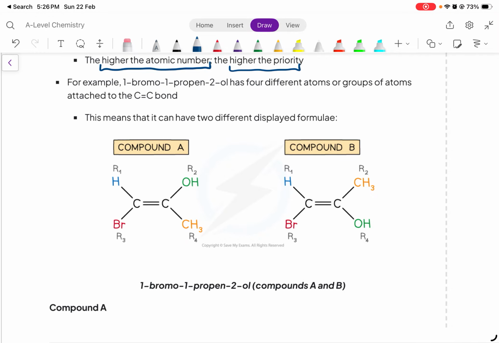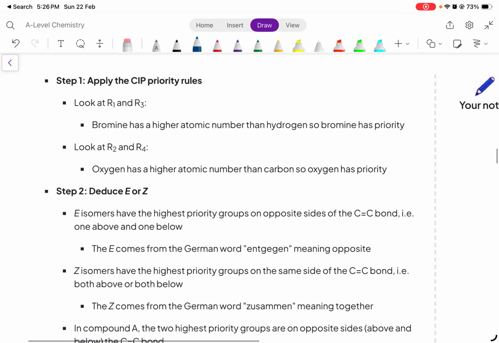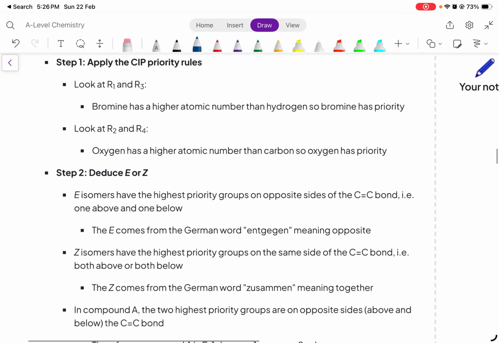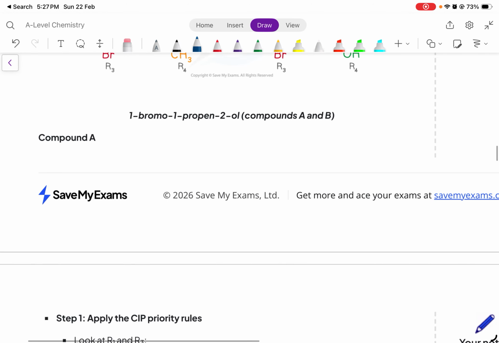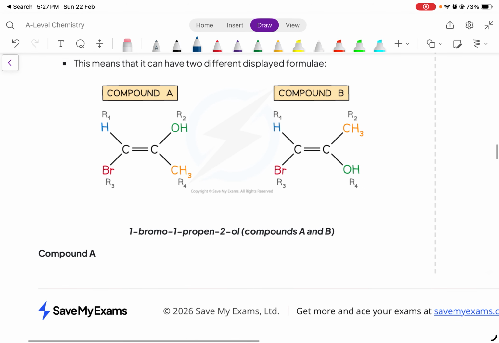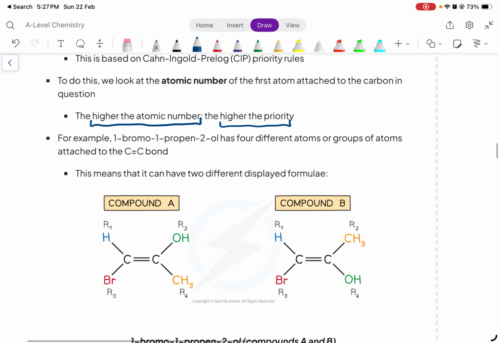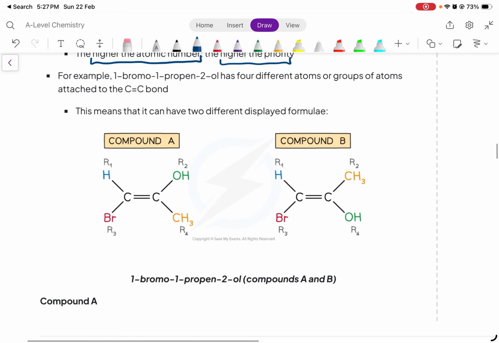But how can I do it? So for the first step, there's the detail note. If you want, you can read the detail note while I am doing the compound. If not, you can also follow what I'm doing right now. So here's the trick. How do I differentiate between E and Z? The E comes from a German word meaning opposite. Then if it is Z, it would be the same.